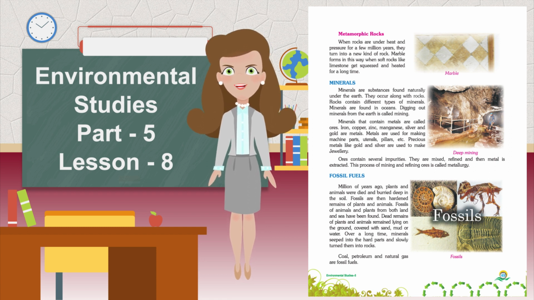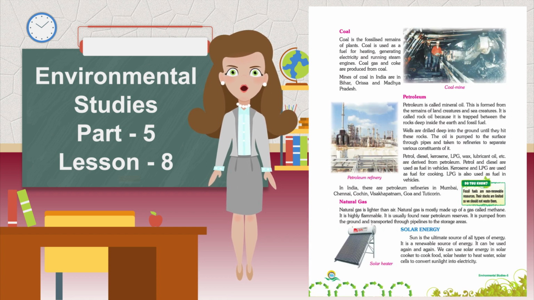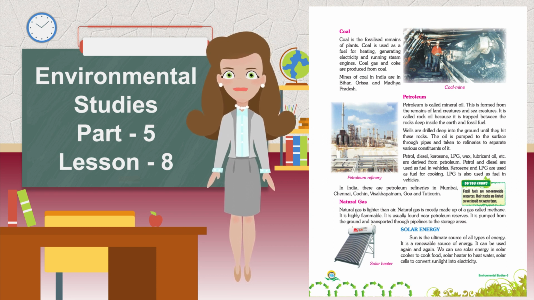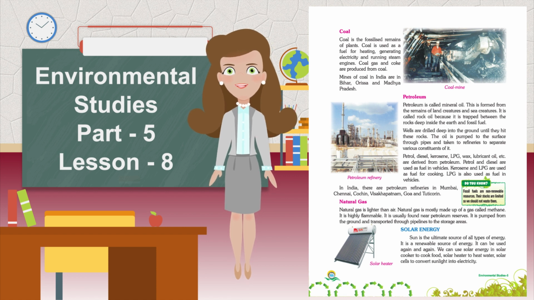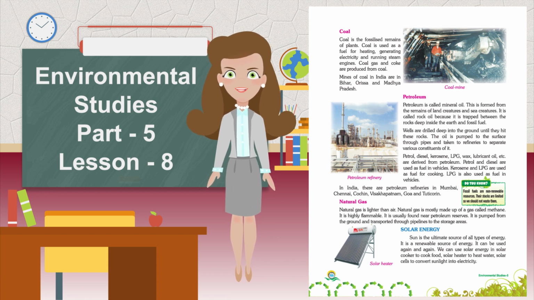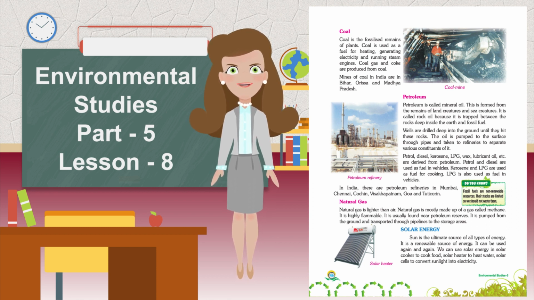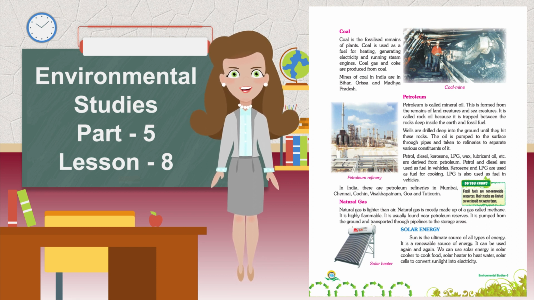Coal, petroleum, and natural gas are fossil fuels. Coal. Coal is the fossilized remains of plants. Coal is used as a fuel for heating, generating electricity, and running steam engines. Coal gas and coke are produced from coal. Mines of coal in India are in Bihar, Orissa, and Madhya Pradesh.